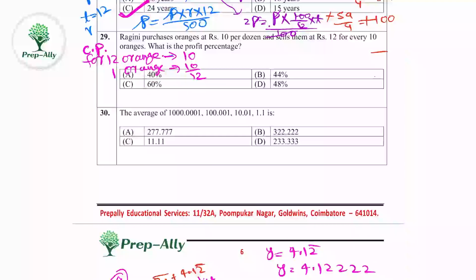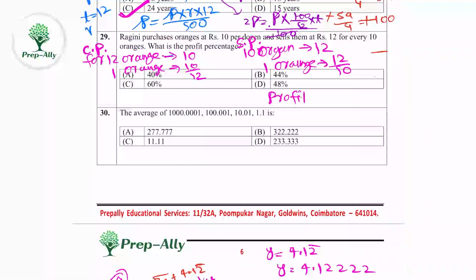CP is mentioned here. Now what is the SP? For every 10 oranges, sold for 12 rupees. So for 1 orange, what is the selling price? 12 by 10 rupees. This is the selling price. So what is the profit here? Selling price minus cost price. So 12 by 10 minus 10 by 12. So we can write 120 as the denominator; this is 144 minus 100, which is equal to 44 by 120.